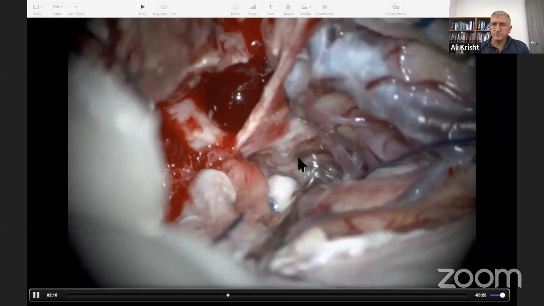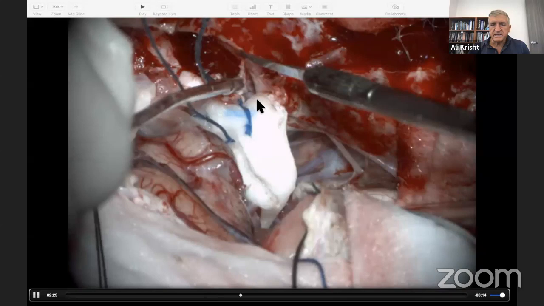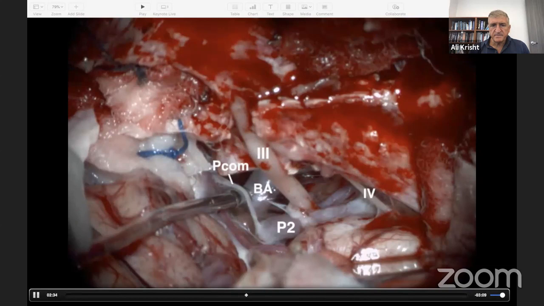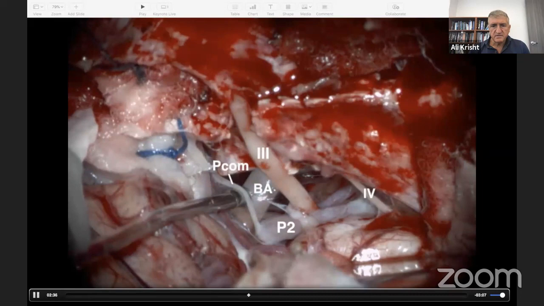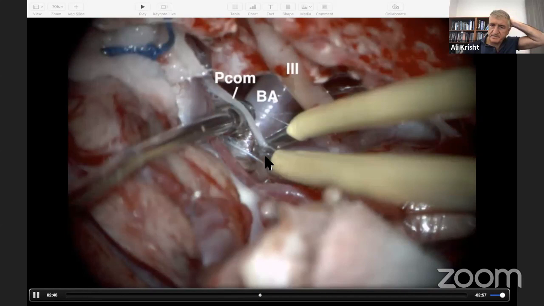So in this case, we opened the fissure and dissected. This is the fourth nerve actually, then delineating the third nerve. You can see the third nerve, basilar artery. You can see the anatomy becoming more clear. This is PCOM. In this case, it was covering the view. So we went to a perforator free zone. It's a hypoplastic PCOM. And we cut it.